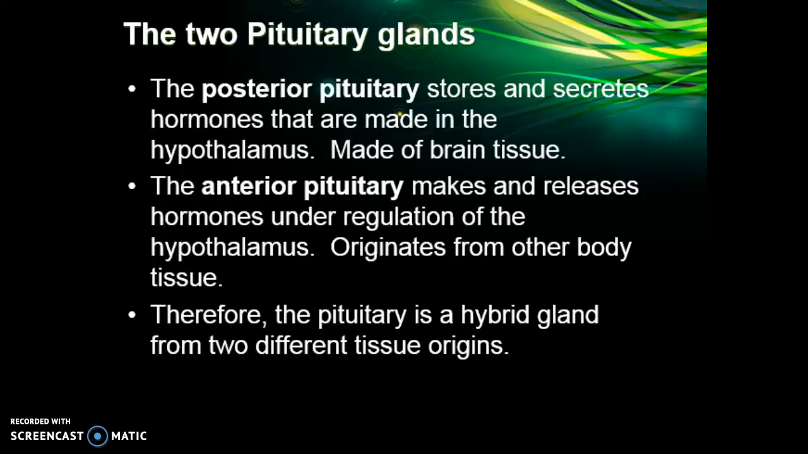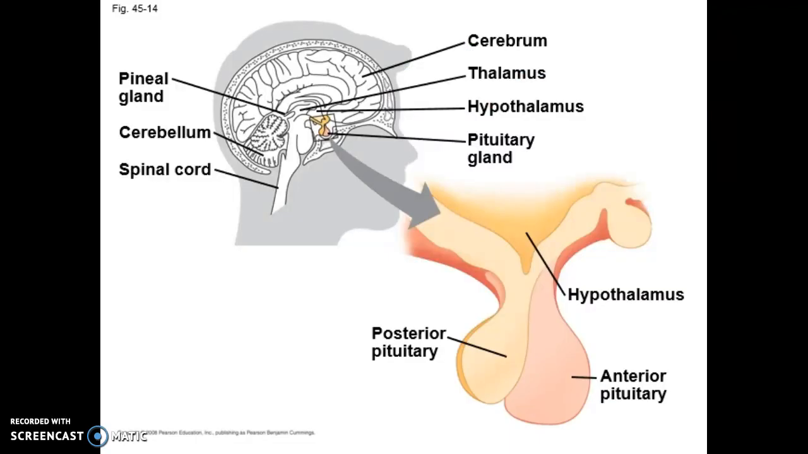We've got the posterior pituitary and the anterior pituitary. Notice the big difference is what they're made from. Posterior pituitary is made of brain tissue. It's going to secrete hormones that are made in the hypothalamus. Anterior makes and releases hormones under the regulation of the hypothalamus, so it's going to make some of these hormones, as opposed to the posterior that doesn't make any. It's just going to store and secrete those. Anterior is going to make them and then release them. And notice it originates from other body tissue, so it's not made of brain tissue. So it's a hybrid gland from two different types of tissue, and that's pretty rare.